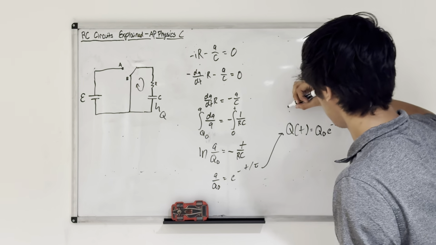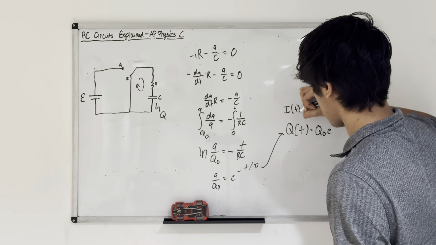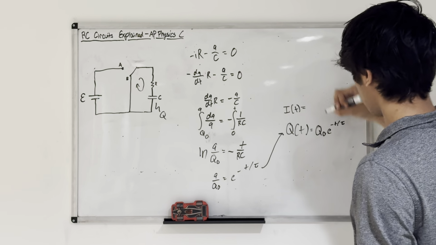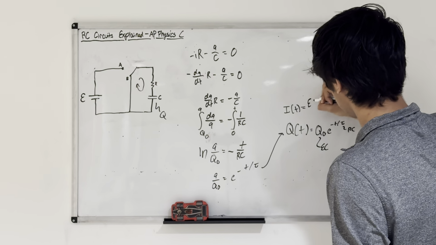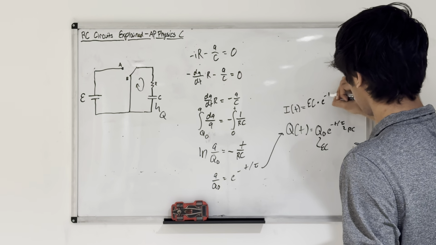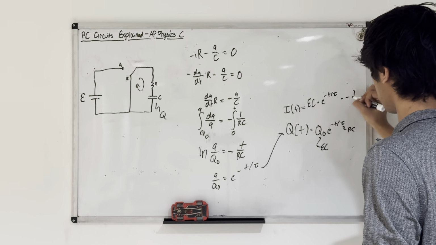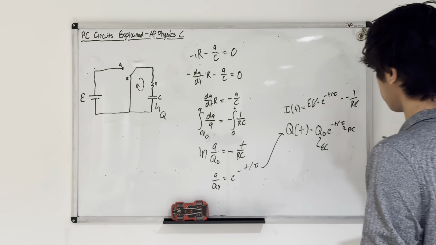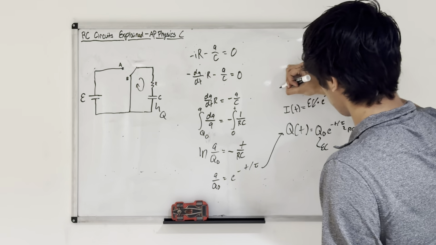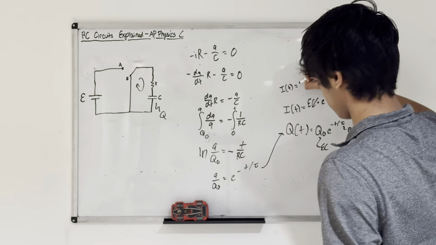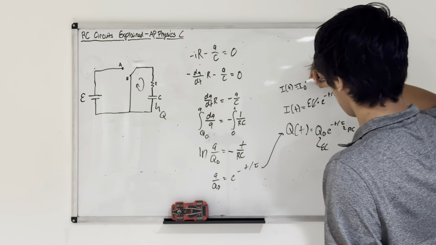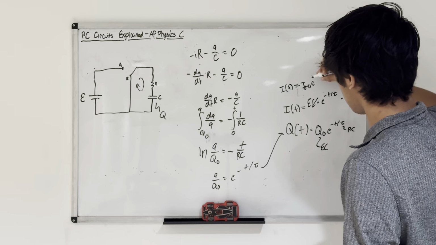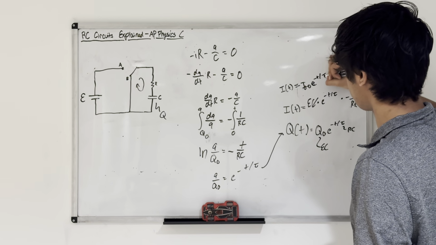And if we differentiate this, we get that current as a function of time is equal to Q0 over RC, that is, E times C over RC, times e to the negative t divided by tau, times negative 1 over RC. The C's cancel, and E divided by R is, again, current initial. So this equals negative current initial times e to the negative t divided by tau.